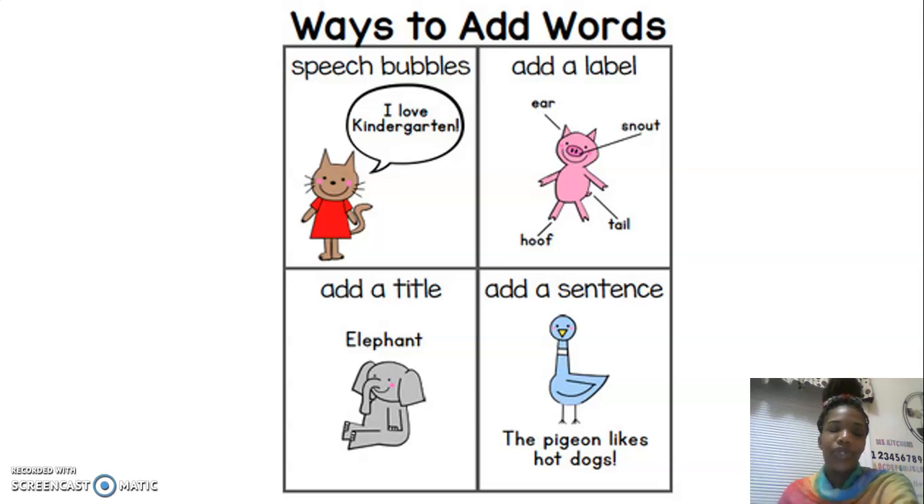Ways to add words to your stories, right? Your pictures. You can do speech bubbles, right? I love kindergarten, right? This little cat is saying here, okay, to show that your characters are communicating to you through your writing, okay? Here, you can add labels. We already spoke about that. You can add a title to them, right? And add a sentence. The pigeon likes hot dogs, okay? Always add words to your pictures. It is definitely an A+.